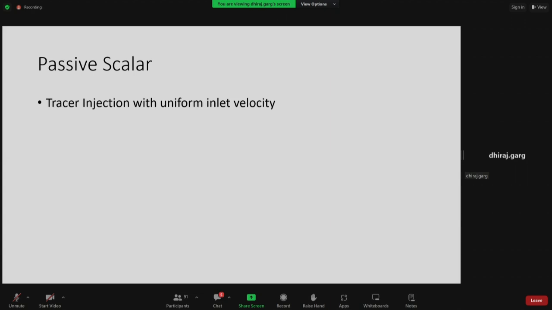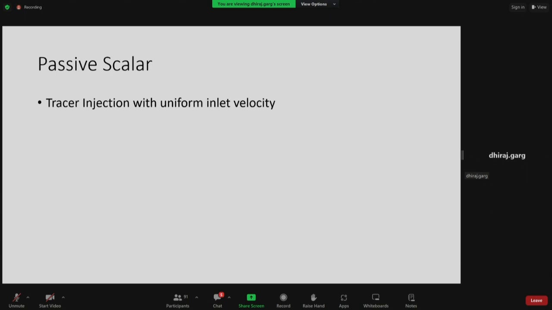So we will take several cases which are of practical importance and understanding to you. The first one is tracer injection with uniform inlet velocity. Just to understand the concept, one thing that you can use is a tracer. A tracer is a chemical species like a dye, or potassium iodide. There are several things you can use and actually simulate in CFD.